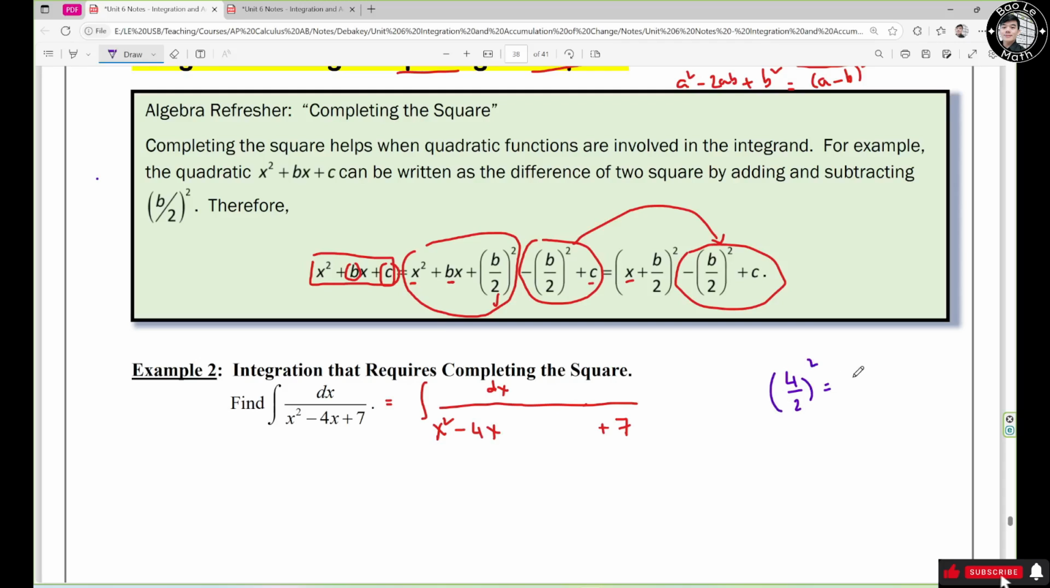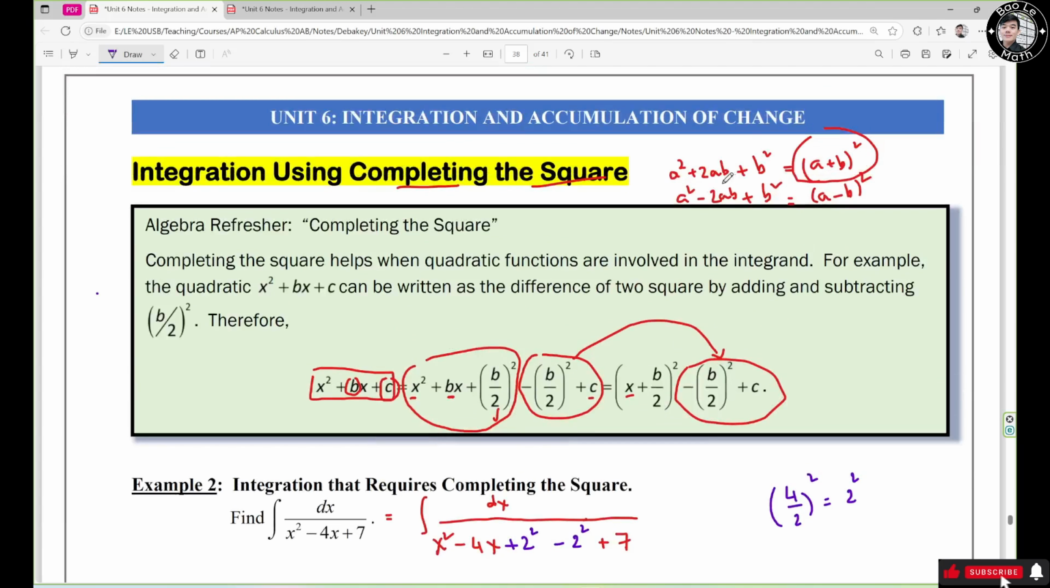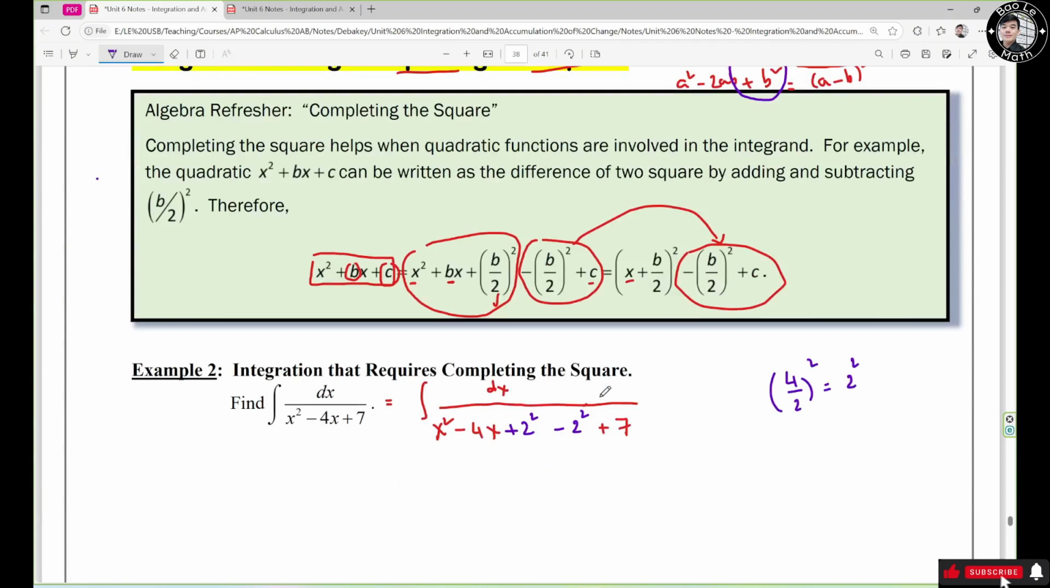What is that? That means 2 squared. So I need to add 2 squared, and then when you add 2 squared, you need to subtract 2 squared. Keep in mind the third term right here should be positive. You need to put the plus sign right here. You're not going to put the negative sign right here. Be careful, okay? Remember, look at this one. The third term is always positive.